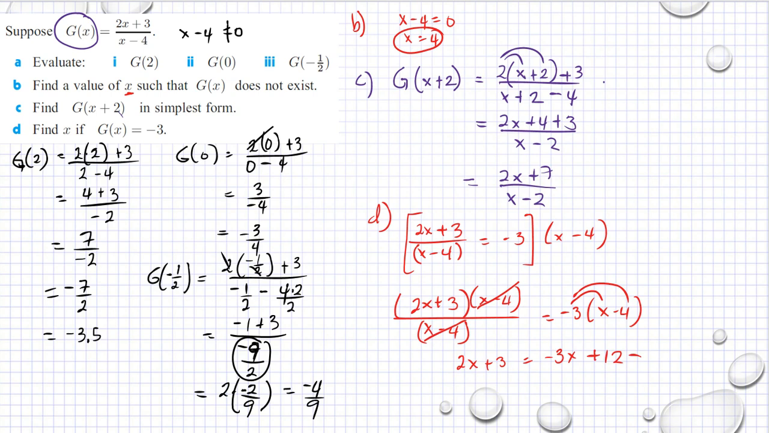If I add both sides of the equation by 3x and subtract by 3, so this is 0, this is 0, then we have 5x is equal to 9. Subtract both sides of the equation by 3. This is now 9. Divide both sides of the equation by 5. And we have x is equal to 9/5.